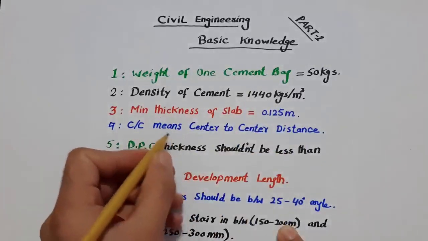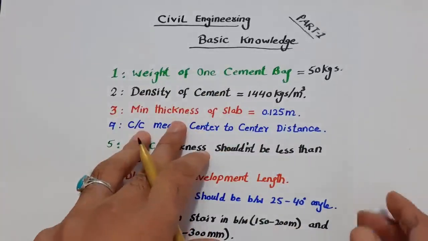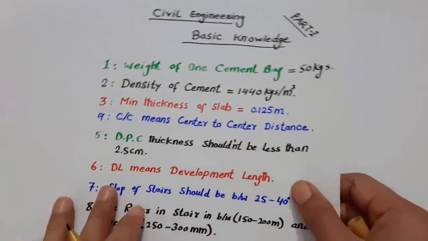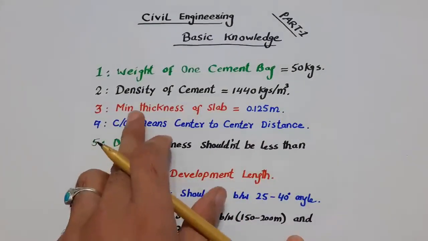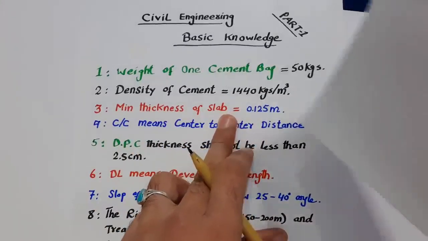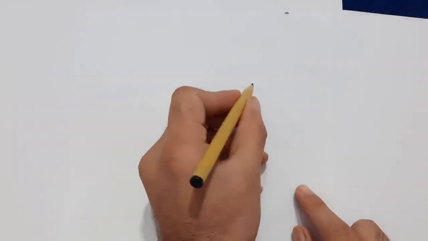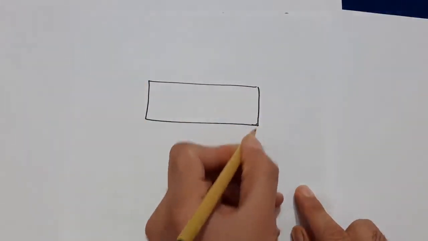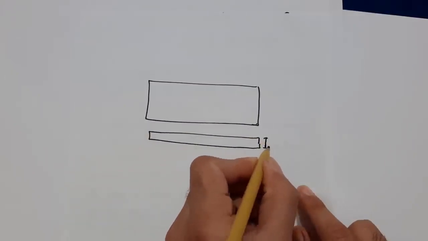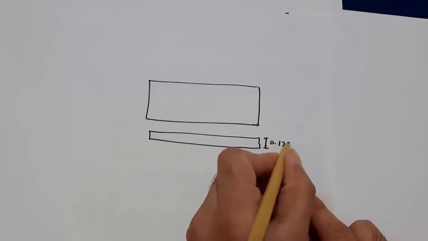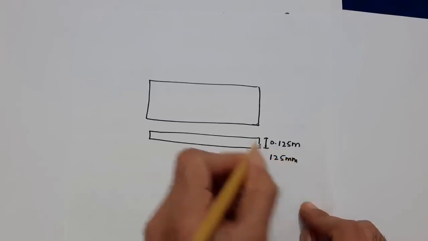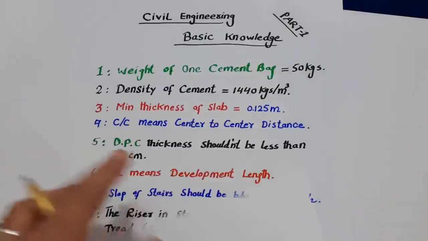The third one is the minimum thickness of slab. Guys, we have about 15 points, as you can see. The third one is the minimum thickness of the slab. Guys, you can see here, this is the top slab and this is the cross section. So the thickness of the slab should be minimum 0.125 meter or 125 millimeters.